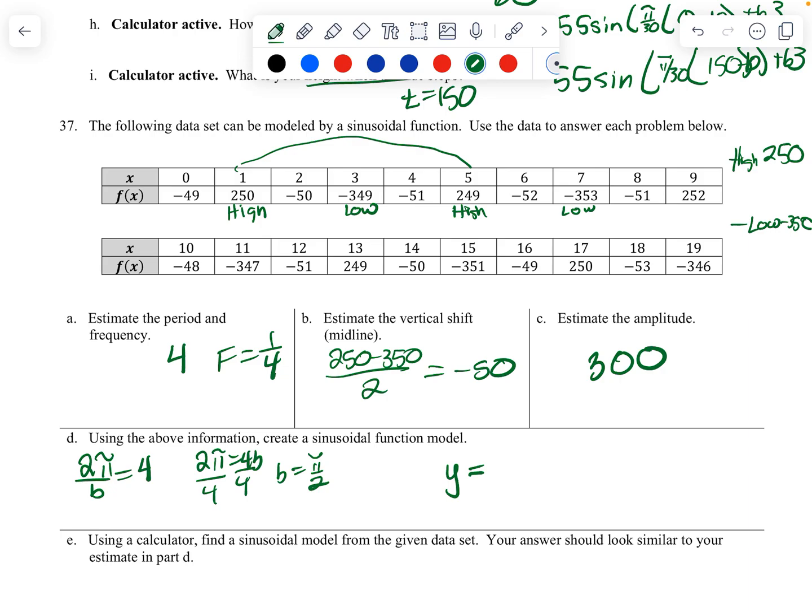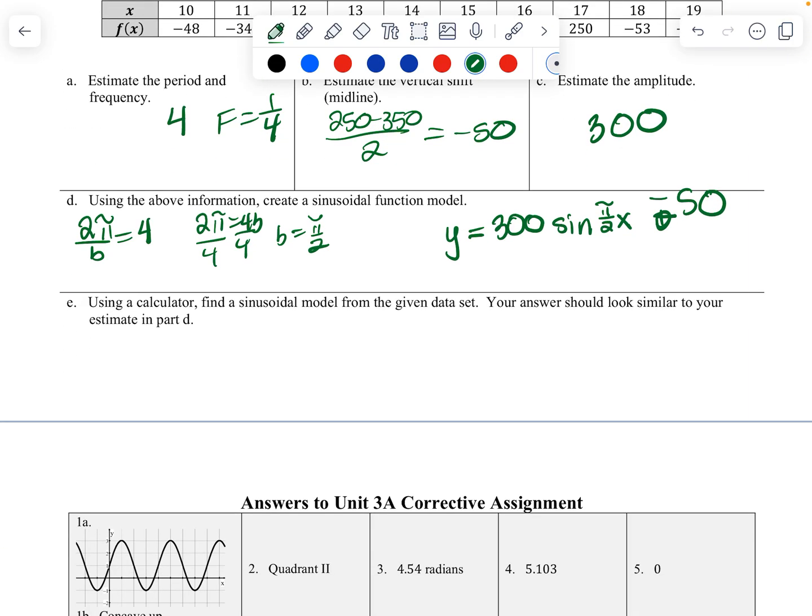So it's going to start with our amplitude of 300. And let's see, if I want to do a sine, where would it be in the middle? Would be right here. That would work because that's middle going high. This is middle going low. Or you could do right here. This is middle high. So I don't have to have a shift. So the sine of pi over 2x plus or minus 50. And then you could plug it in a calculator and make sure you get the same thing.